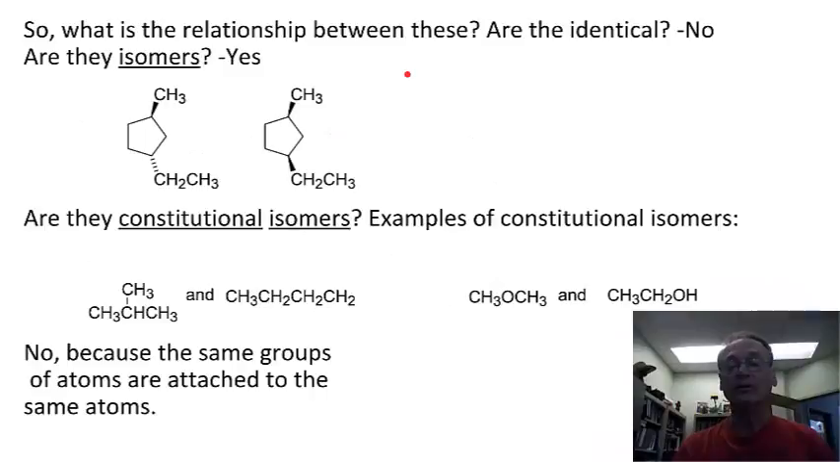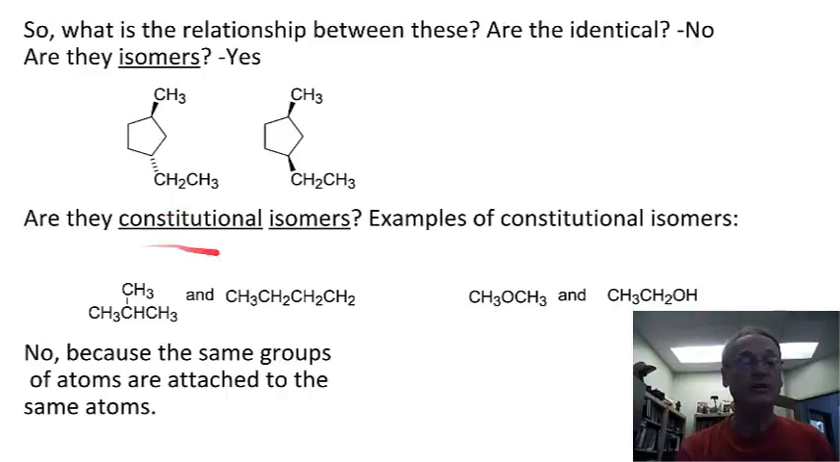Pretty simple idea. What is the relationship between them? First of all, are they identical? And the answer is no, they're not. These are different molecules. This one can look across the ring and see that one, whereas this one, if it looks across the ring, doesn't see anything, except this one may be underwater, so to speak. So they are different. Isomers, then, if they're not identical, are they isomers? And the answer is yes, because they have the same formula. They're both C8H16, but they're not the same, therefore they are isomers. The question is, what kind of isomers?